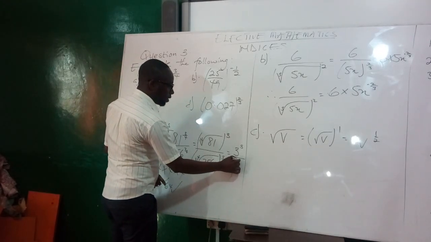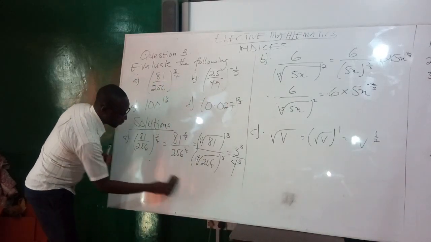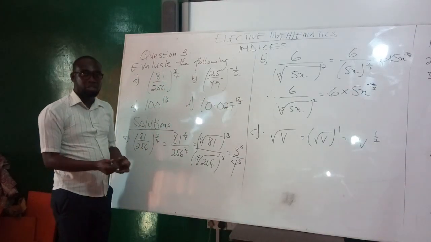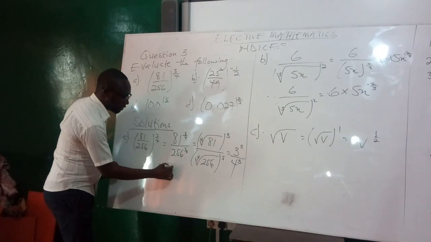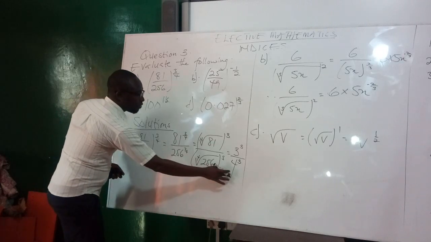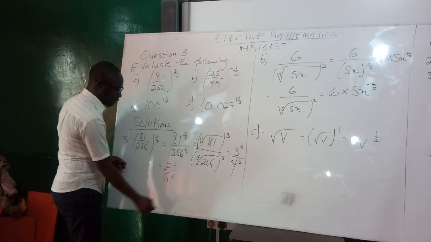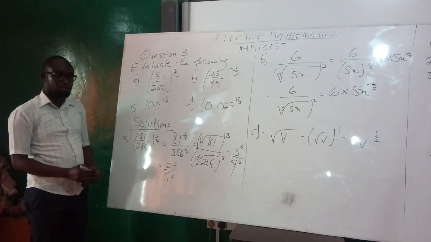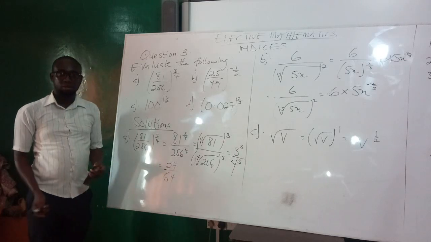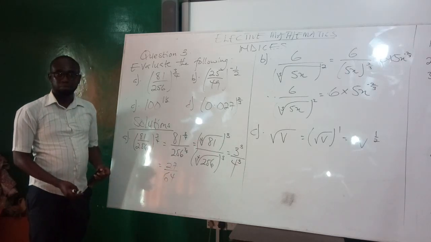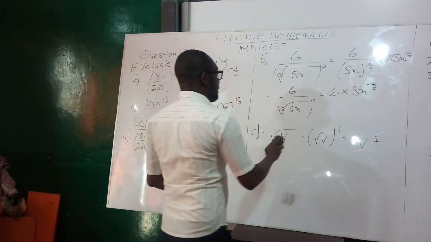Then we have a cube here. So now you can simplify this. 3 raised to the power of 3 is 3 times 3 times 3, which is 27 over. Then 4 times 4 times 4 is 64. So 81 over 256, all raised to the power of 3 on 4, is the same as 27 over 64. Okay, now let's move on to question B.